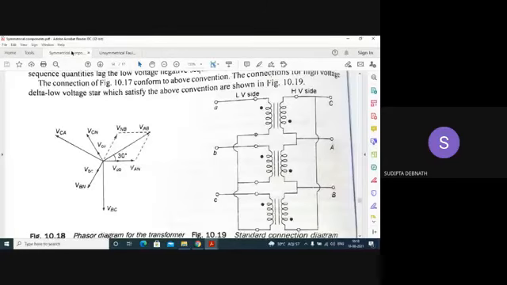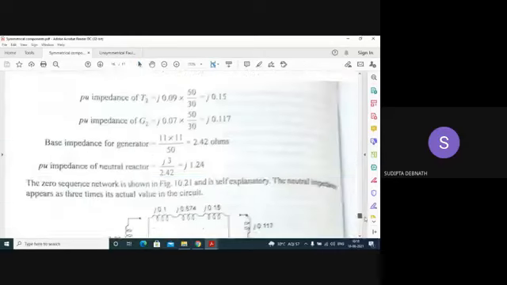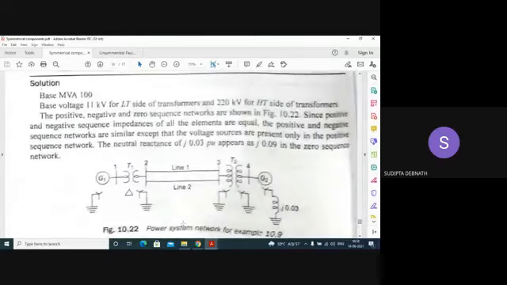Delta side or star side? I think you are converting from star side to delta side. You know the star side, you have calculated the star side. Now you are finding out what are the values in the delta side. The values in the delta side will be same as the generator terminal. That means the bus 1.